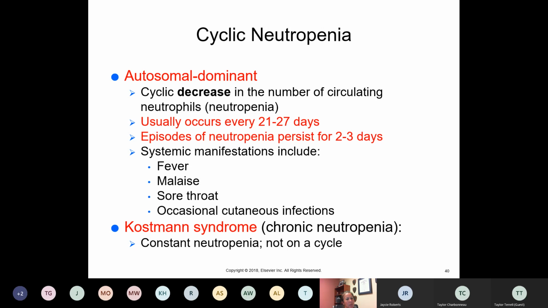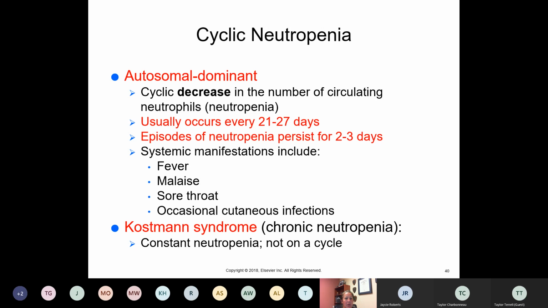Cyclic neutropenia is an autosomal dominant condition. And what this is, is a decrease in the number of this person's neutrophils. They might also refer to it like neutropenia. You might just hear that. But the cyclic means that there are times throughout a month, let's say, that they do not exhibit this condition.